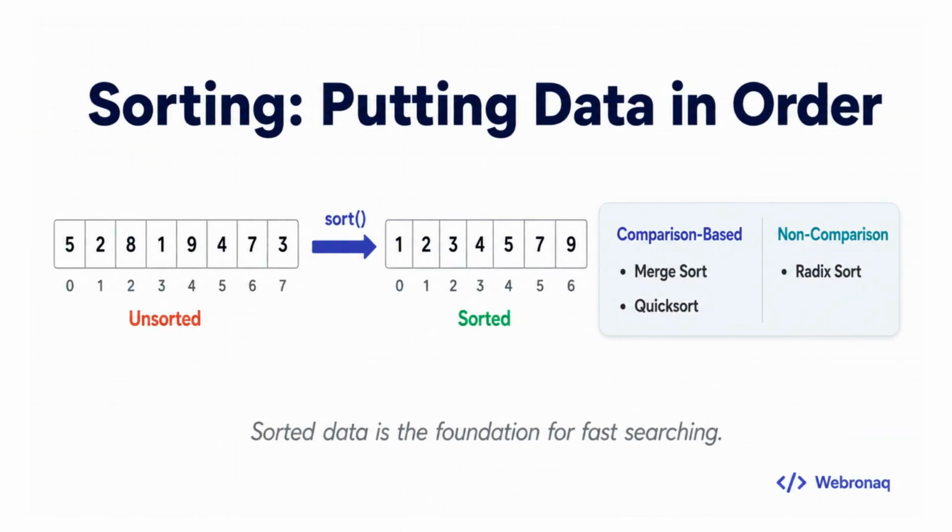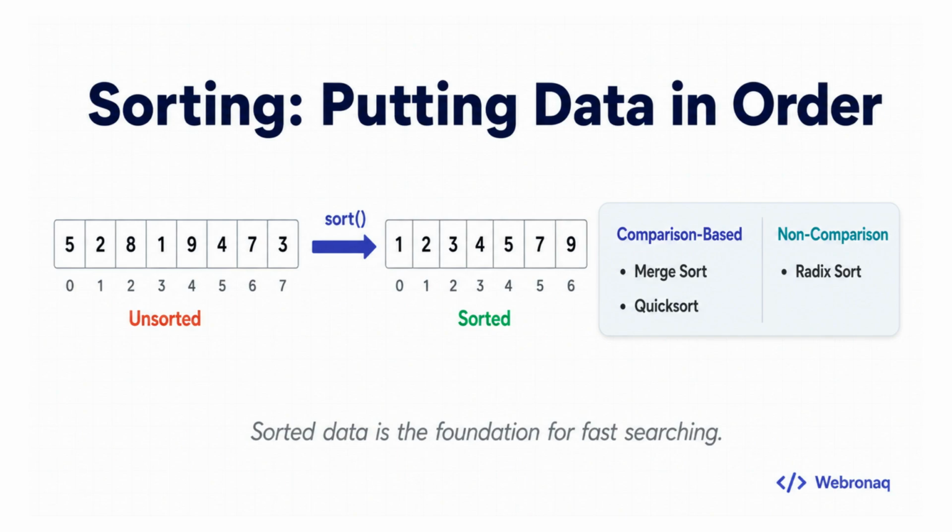Alright, let's start with the core idea. Sorting means rearranging a collection of data into a defined order, ascending, descending, alphabetical, whatever the task requires. Take the array 5, 2, 8, 1, 9, 4, 7, 3. After sorting it becomes 1, 2, 3, 4, 5, 7, 8, 9.